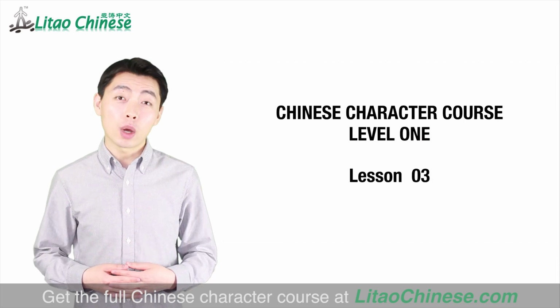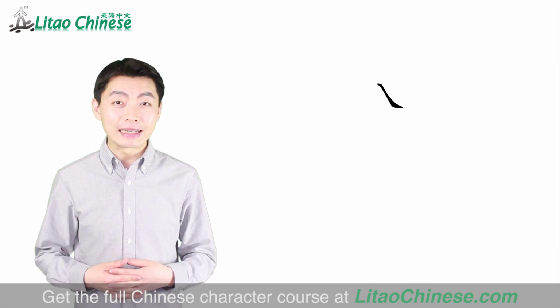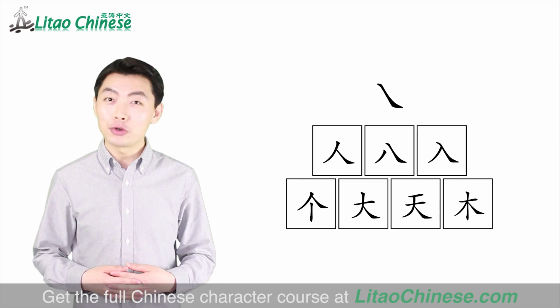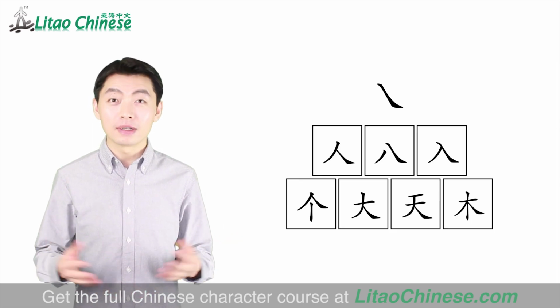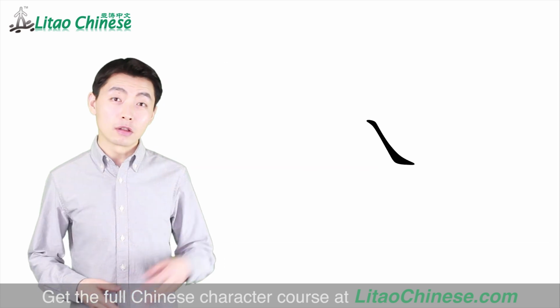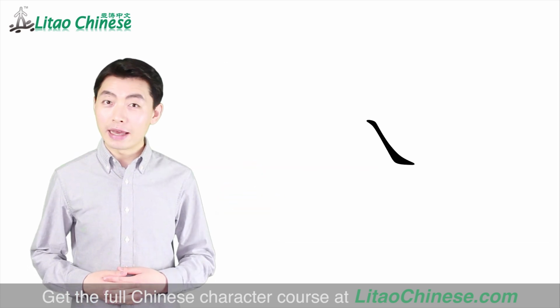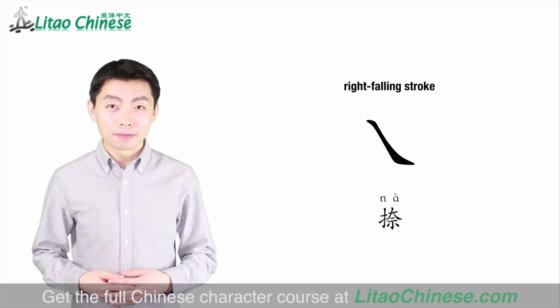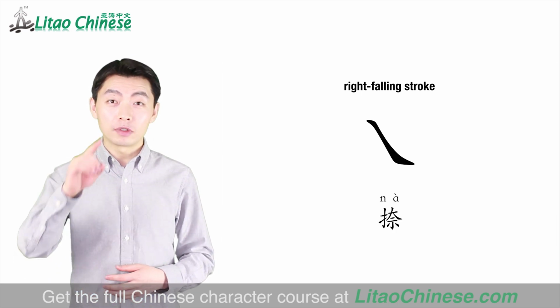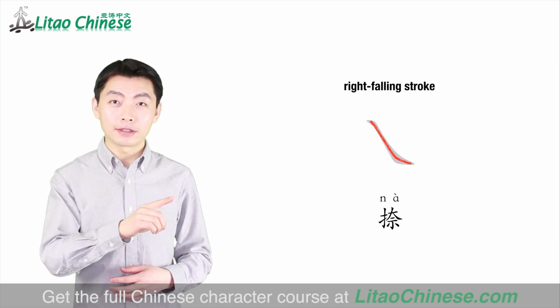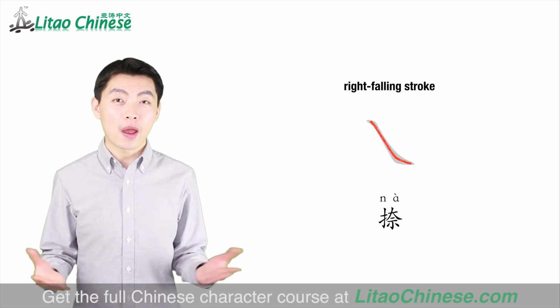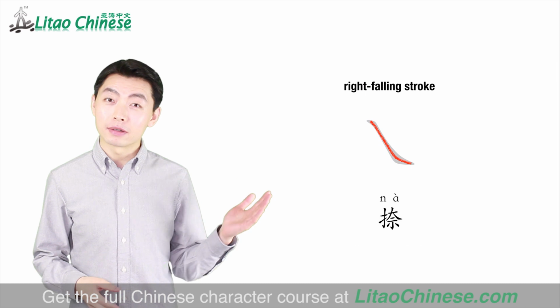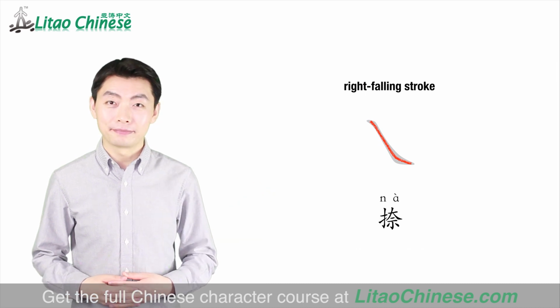In today's lesson, we are going to learn the fourth basic stroke and 7 new characters. Well, let's get started. The fourth basic stroke is the right falling stroke. We call it na, which is written from top to bottom right. Let's look at some characters which have this right falling stroke na.